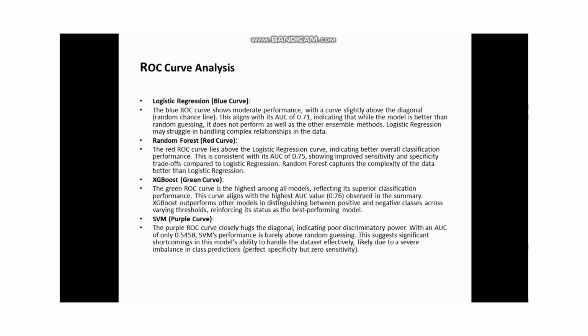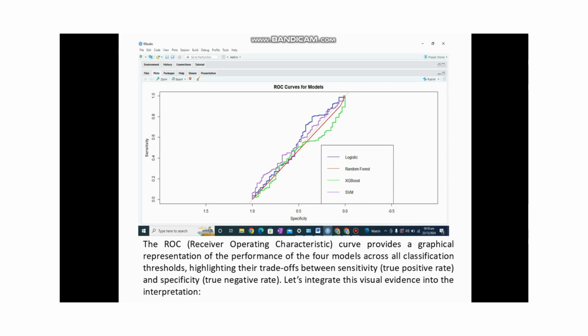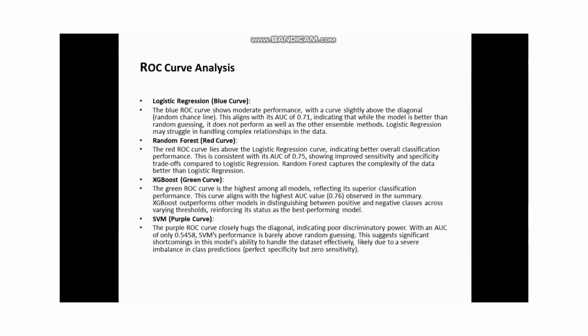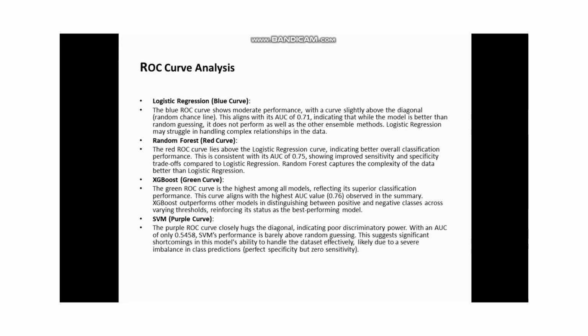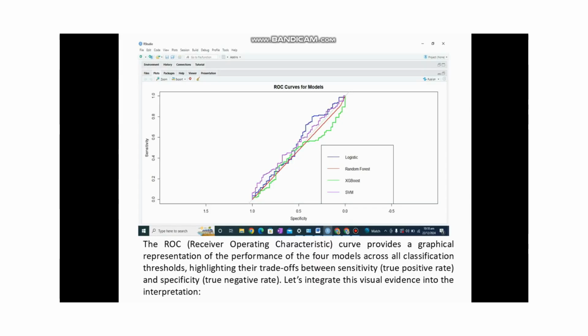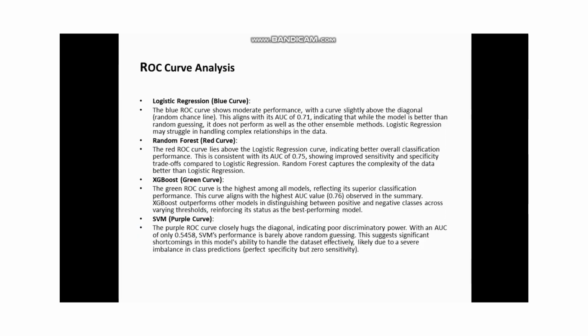The next one there is XGBoost, which is green. The XGBoost curve is the highest among all the models, reflecting its superior classification performance. For the SVM, you would also see the curve closely hugs the diagonal. All right, so basically that is the analysis of the ROC curve.